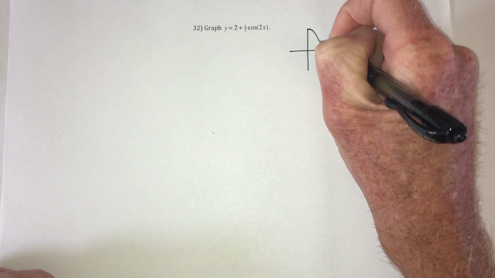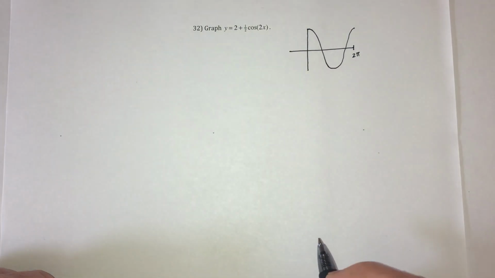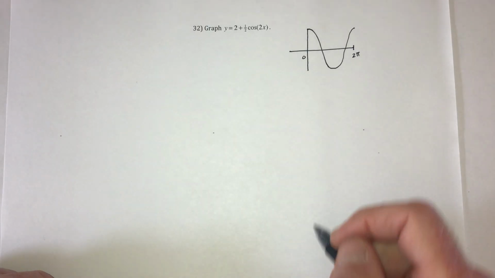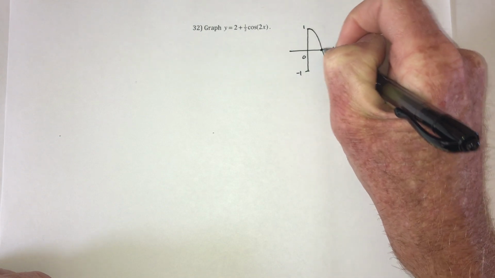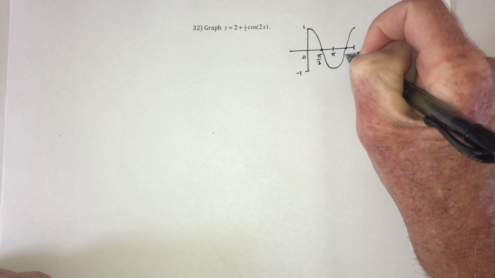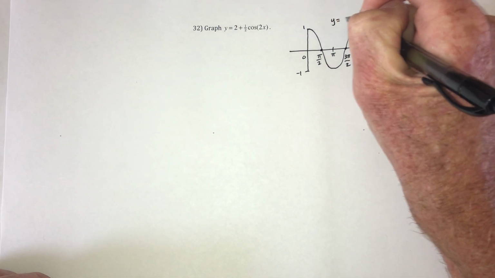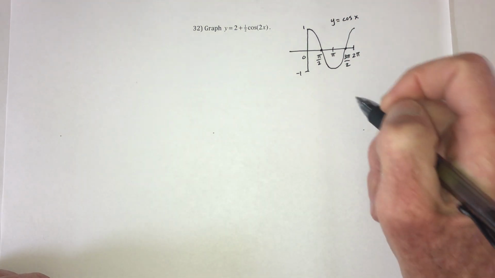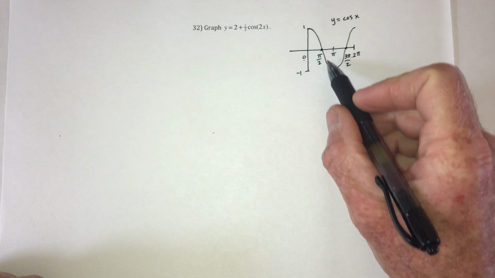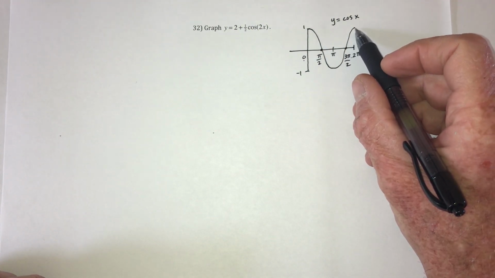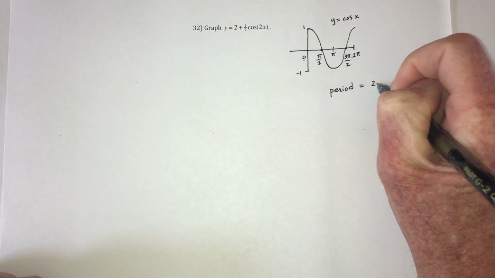So it starts at 1, it goes down to -1, and then it goes back up. And this goes from 0 to 2 pi on the x-axis. Okay, this is the basic graph. Now this is just for y equals cosine of x. And on the x-axis, it takes from 0 to 2 pi to draw one complete cycle until it gets back up to the top. So that means that the period is equal to 2 pi.